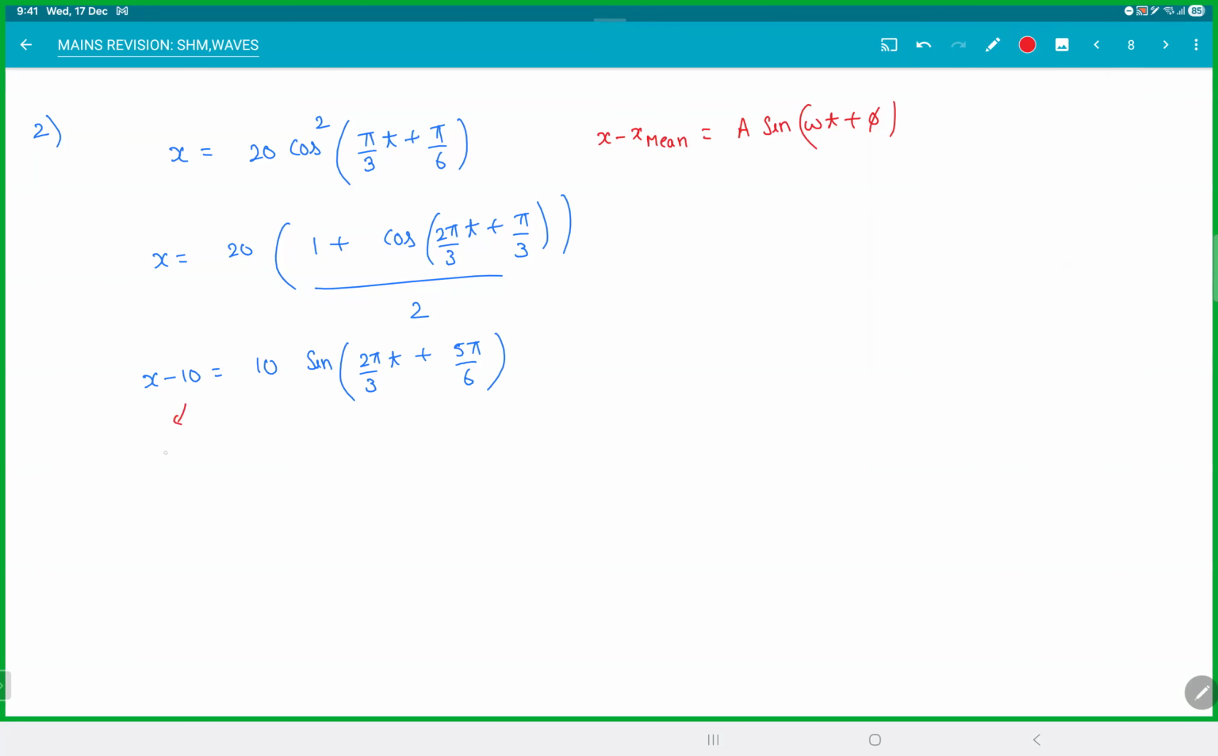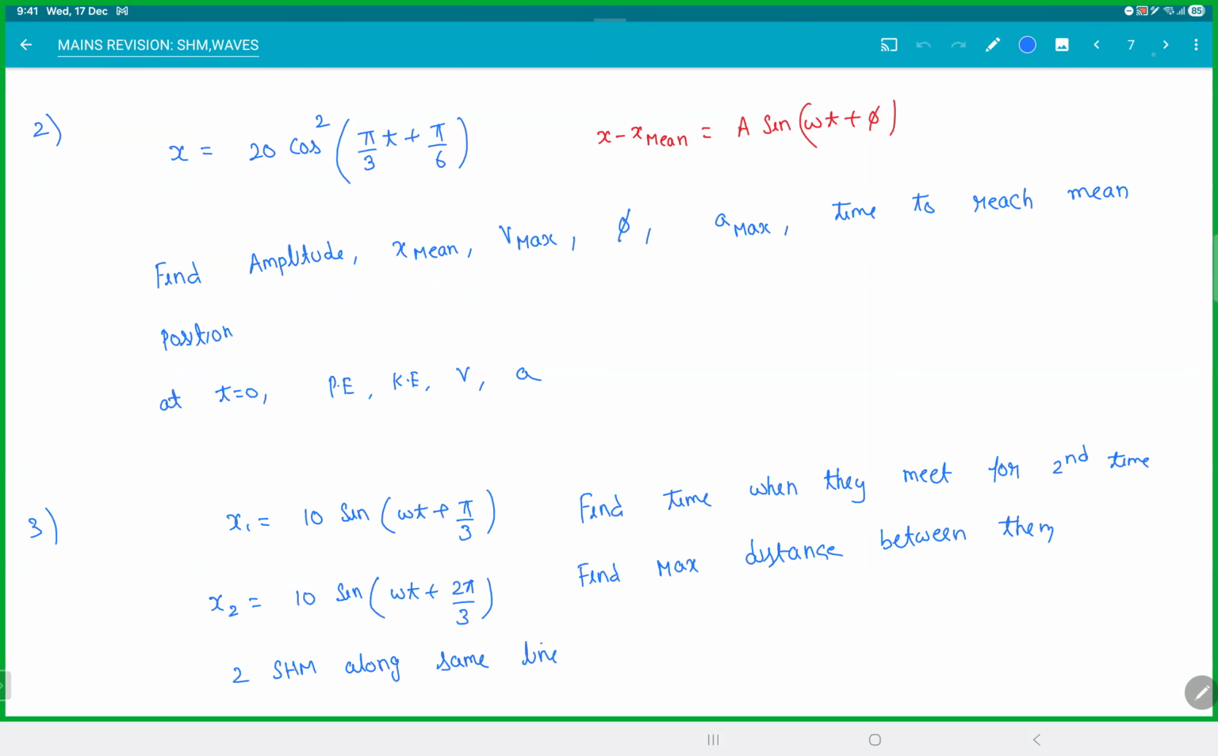This is your x mean, which is 10. This is your amplitude. This is your omega. This is your phase angle. You want Vmax, A omega. You want maximum acceleration, A omega square. Right? You want potential energy. The potential energy formula, we will get there. What else you want? Time to reach mean position.